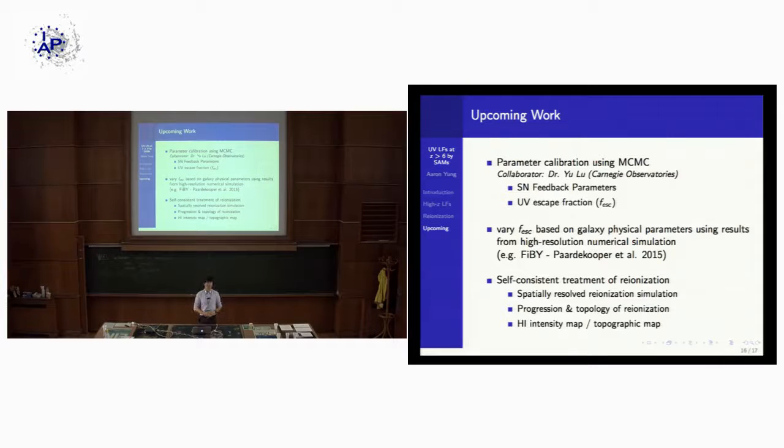In fact, we have been talking to John Peter. On the other hand, we will need to create a self-consistent treatment of reionization for our SAMs to replace the current instantaneous treatment, which will be a high-resolution hydrodynamic simulation. And with the advantage of having a large galaxy population provided by SAMs, we will be able to provide a physically accurate reionization simulation. And from there, we can offer forecasts for future observations, like maps of HI intensity and the topography of reionization. I think I'll conclude here.